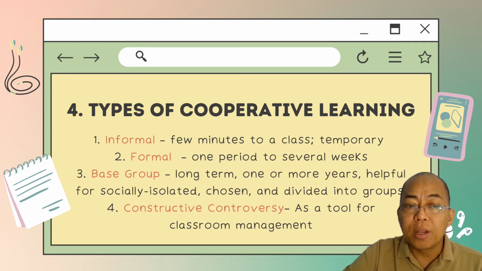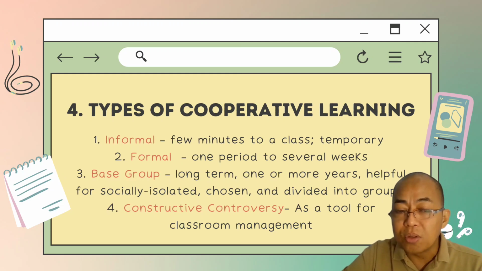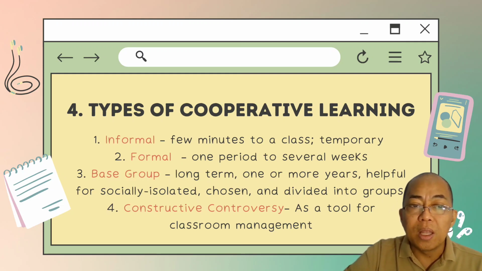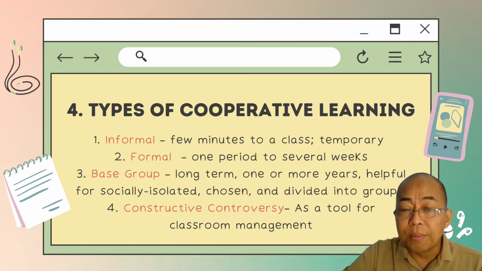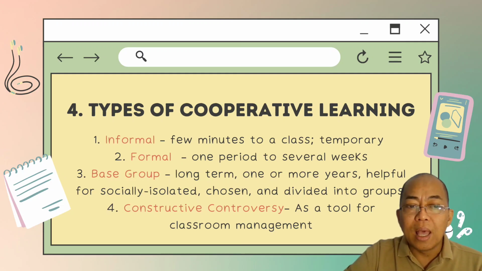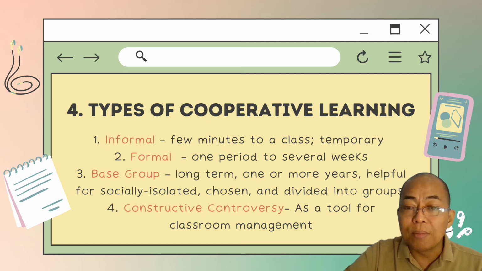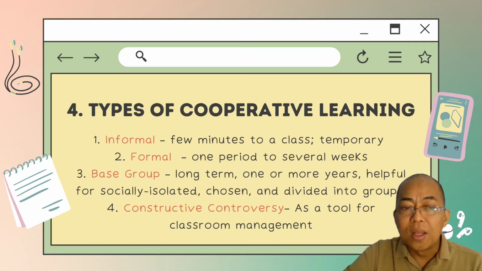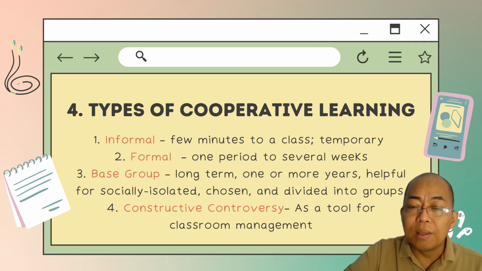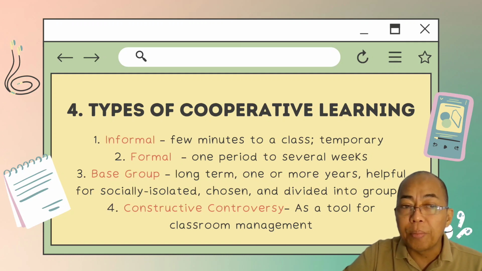Number four, monitor the functioning of the learning groups and intervene if necessary. So in formal cooperative learning, after giving the materials for the group to study and discuss, the teacher roams around, supervises the whole activity, and whenever necessary, intervenes to clarify some of the misconceptions. And finally, evaluate students' performance. So there are five important elements of formal cooperative learning.